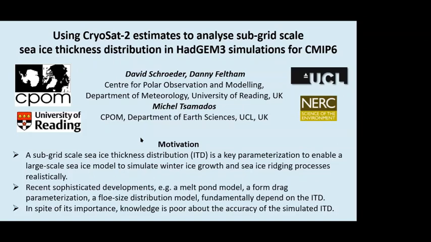I will talk about subgrid scale sea ice thickness distribution. That means for every grid cell in the model, we do not assume the same ice thickness, but have 5 different ice thickness categories in the UKESM model. The categories are thicknesses below 60 centimeters, between 60 and 140, 140 to 240, 2.4 meters to 3.6 meters, and thicker than 3.6 meters.